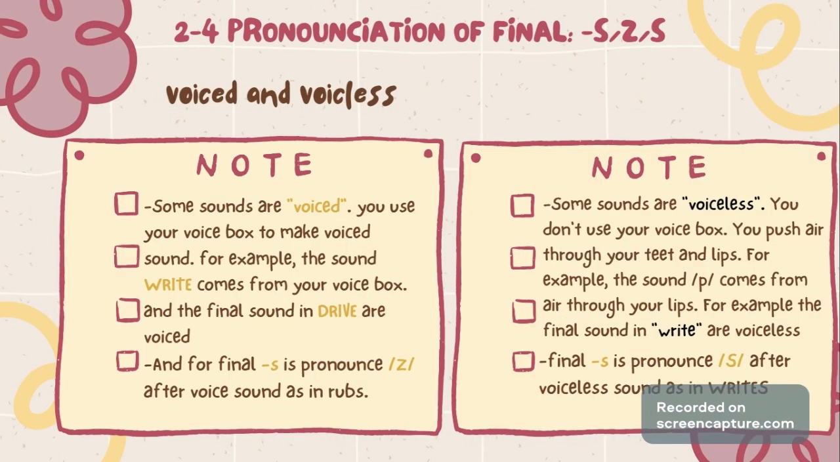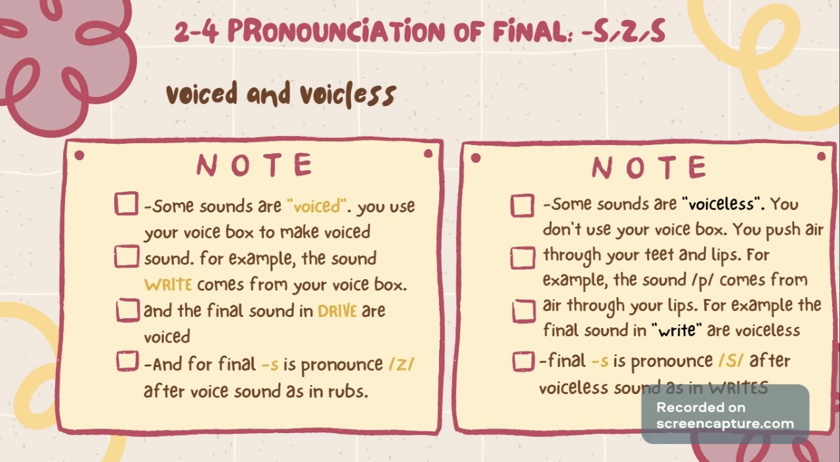Next, pronunciation of final s: z and s, voiced and voiceless. So we learn the difference between voiced and voiceless. Some sounds are voiced. You use your voice box to make a voiced sound. For example, the sound r comes from your voice box, and the final sound in drive is voiced. And final s is pronounced z after a voiced sound, as in rubs.